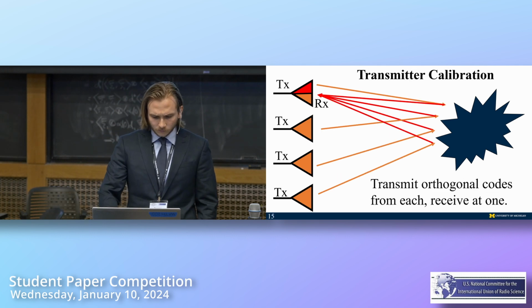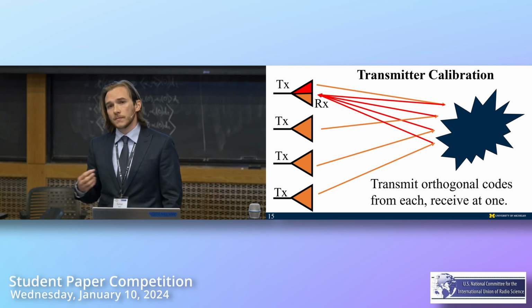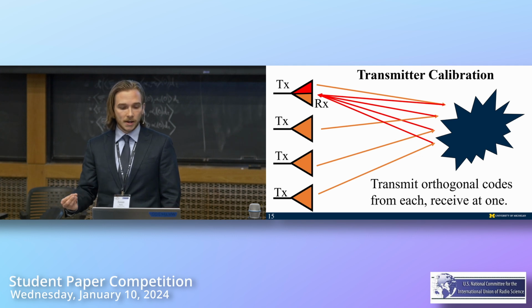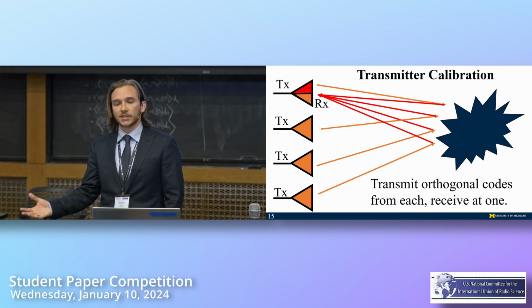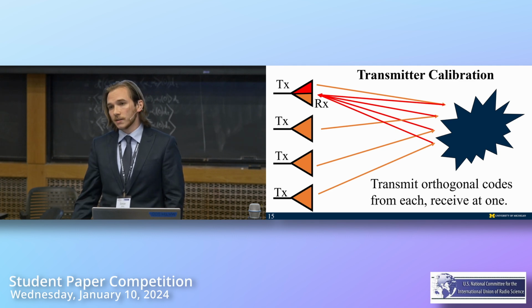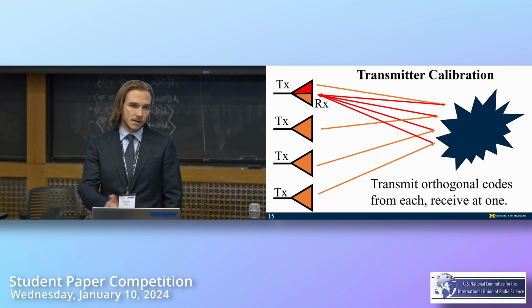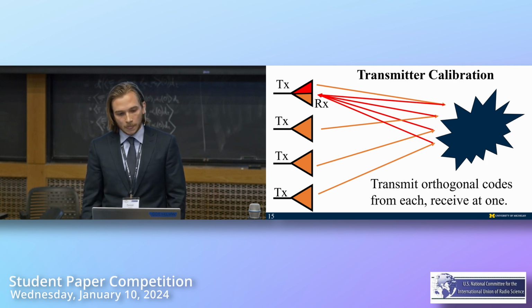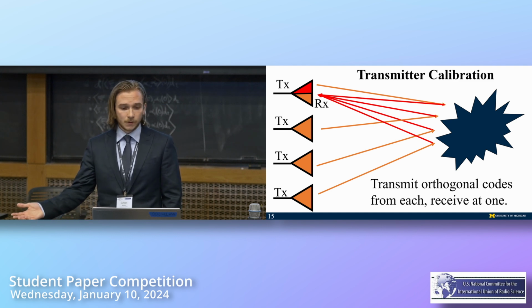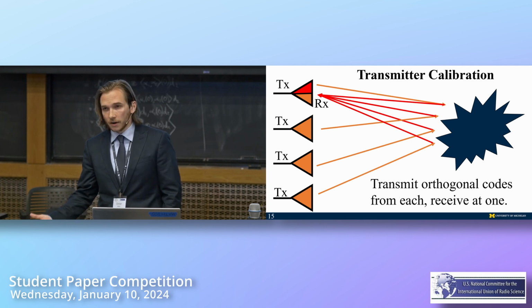Now, in the transmit case, you could transmit simultaneously from each of the elements and then receive the signal at one individual element. And you could do this simultaneously if you use orthogonal codes in each of your transmitted signals, and at the receiver, those can be divided to identify which element they came from. So in this case, the difference between each signal would be in the transmitters because they share a common receiver.